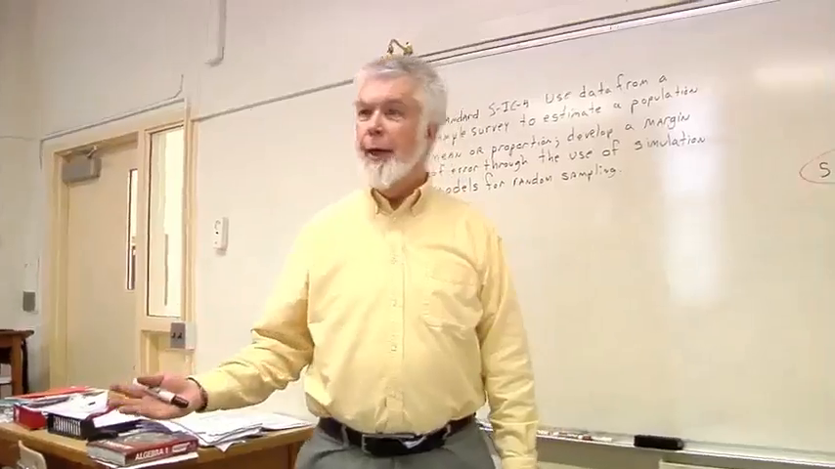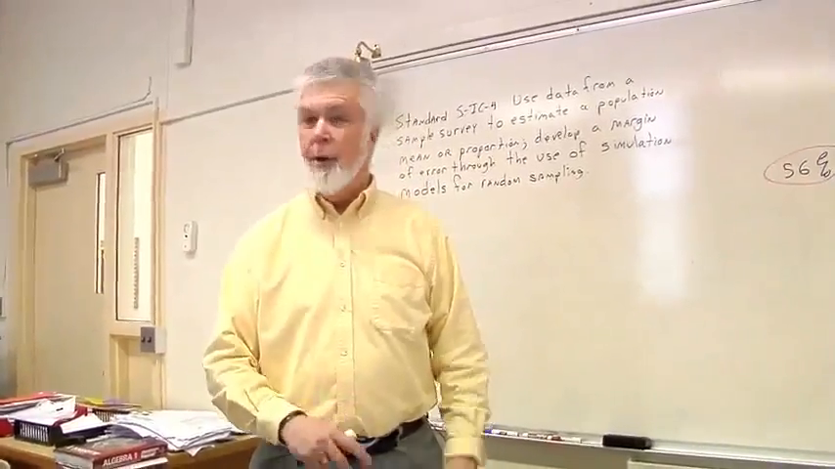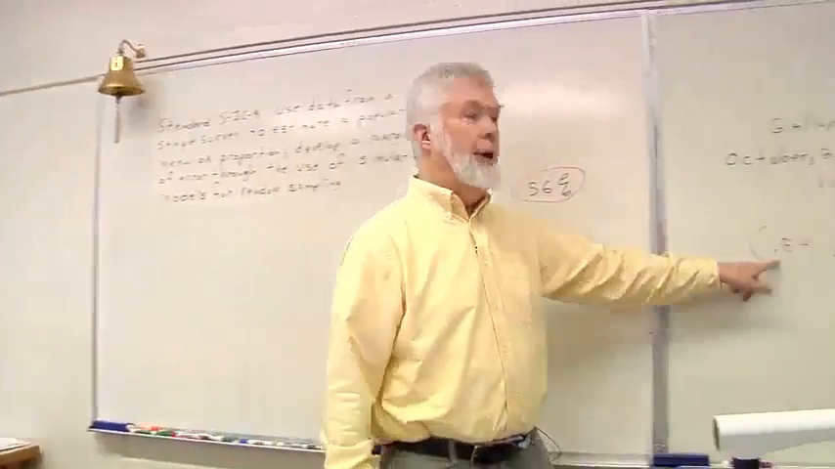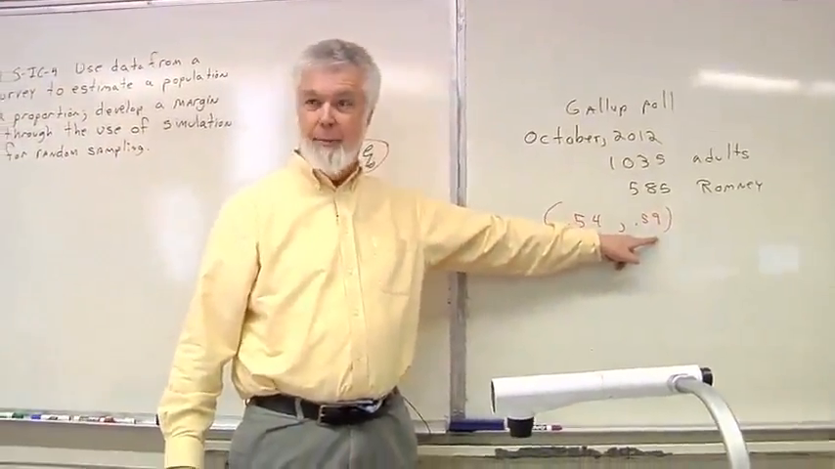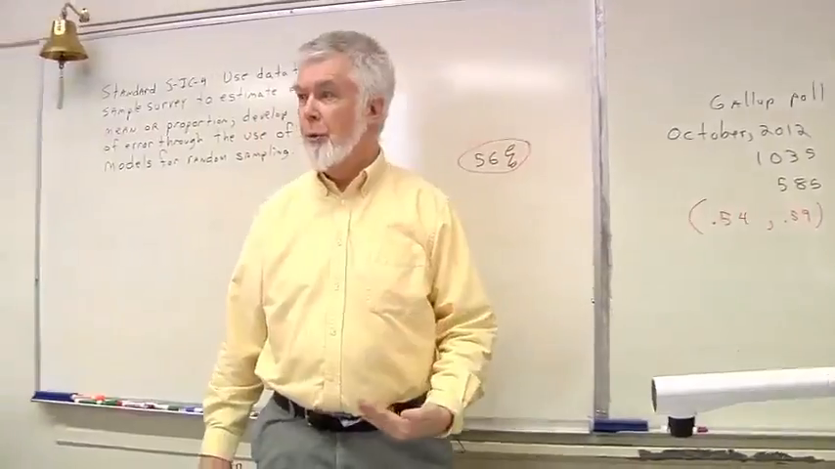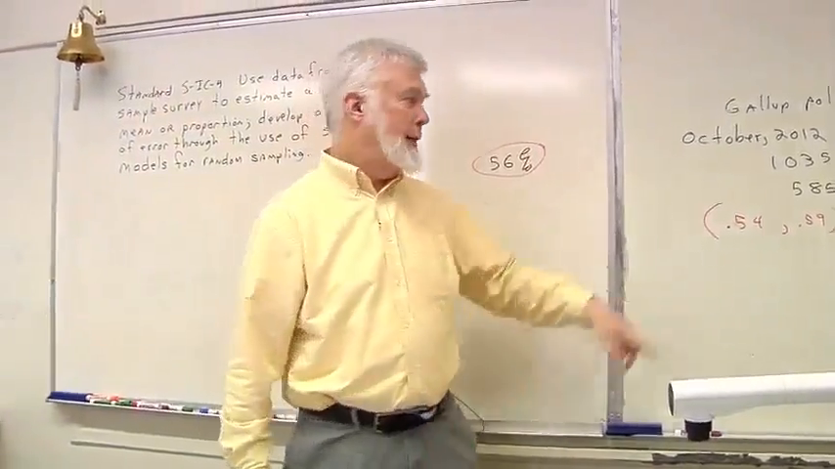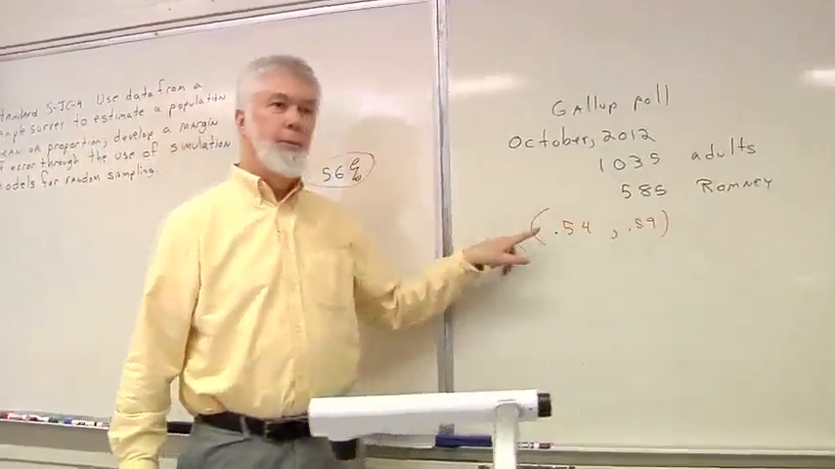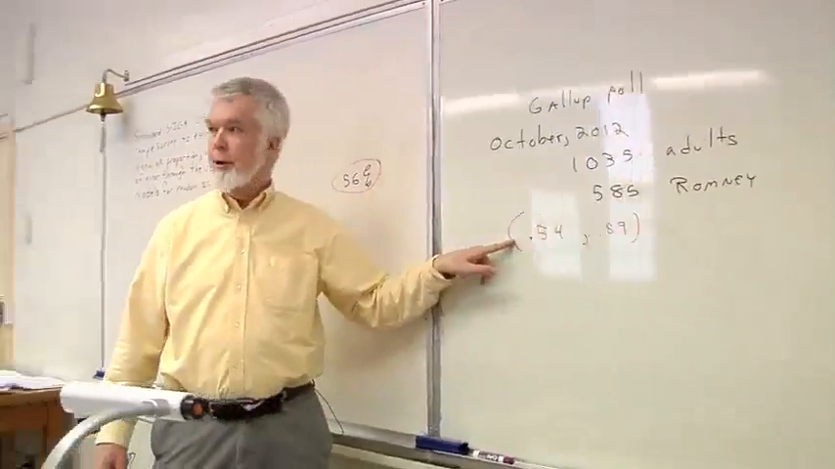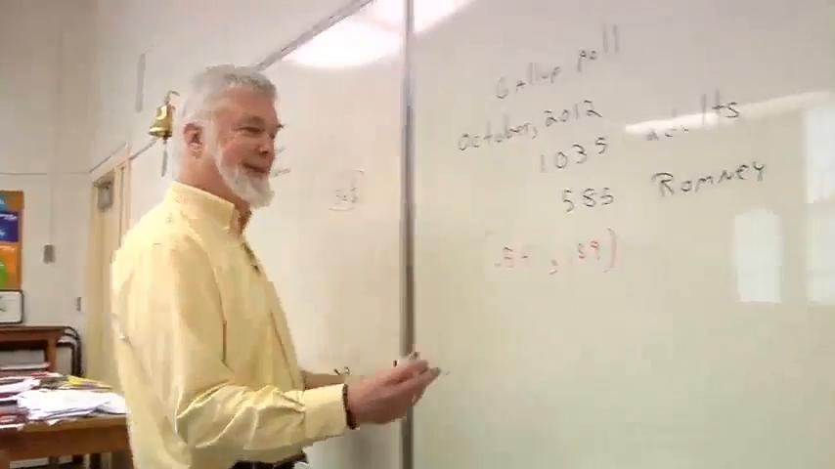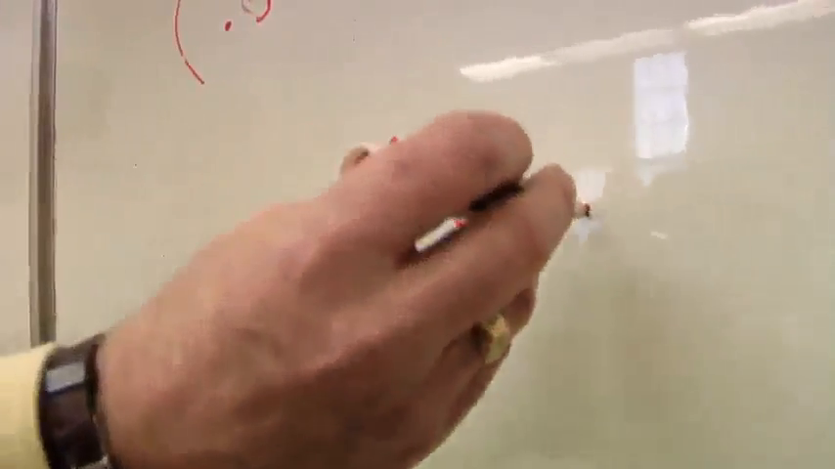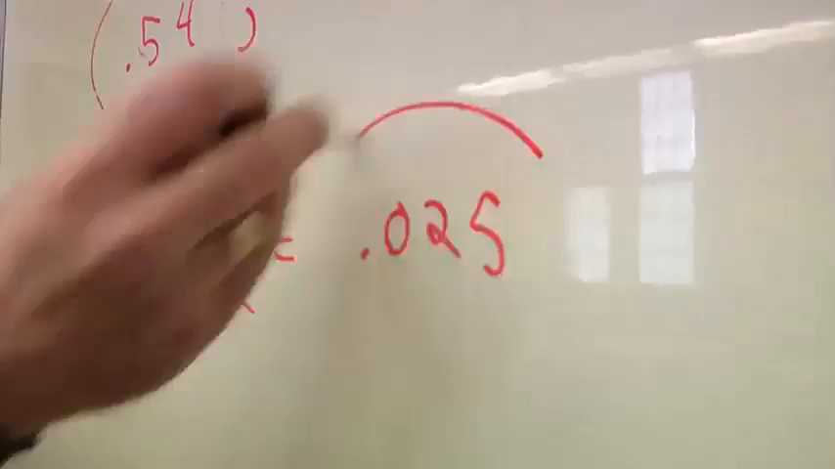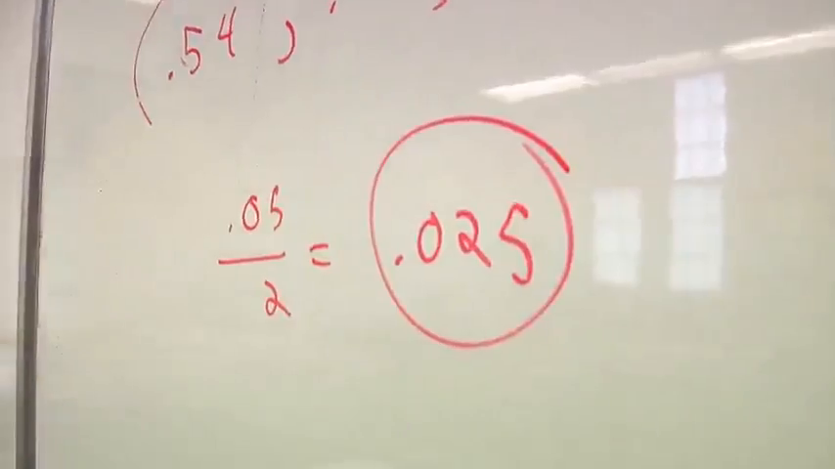Here's an easy way to find the margin of error. Subtract these two numbers. Okay? Subtract them and divide by 2. Subtract, go .59 minus .54. Just subtract them. Even I can do that. And divide by 2. And so our margin of error is 2.5%.